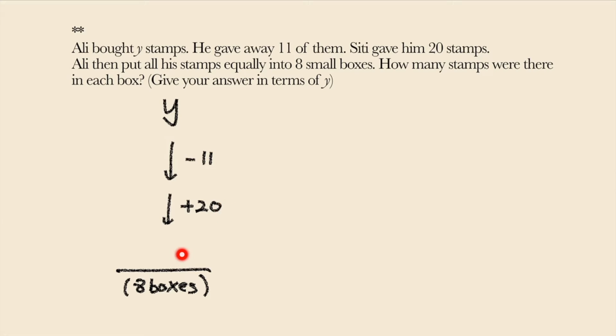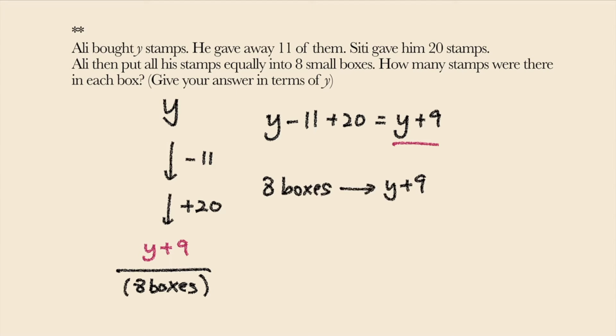Well, let's find out what is the number of stamps at first before dividing them into 8 boxes. Right, so Y minus 11 plus 20, that gives us Y plus 9, which means 8 boxes contain this. So if 8 boxes contain that, then 1 box would be taking the entire expression, dividing that by 8.